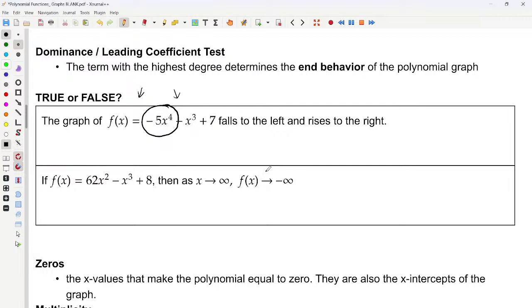So now, does this fall on the left? So far true. And rise to the right? No. False.